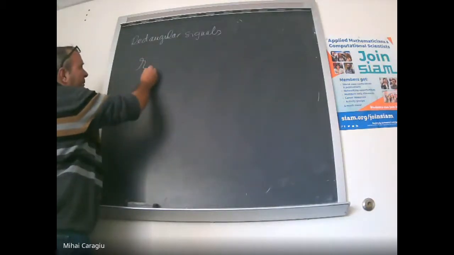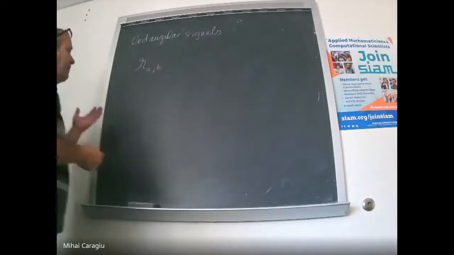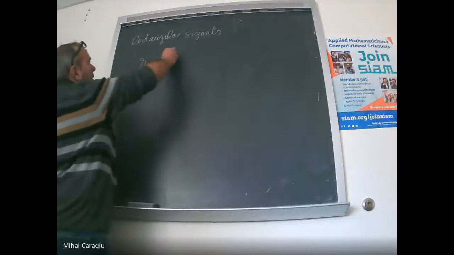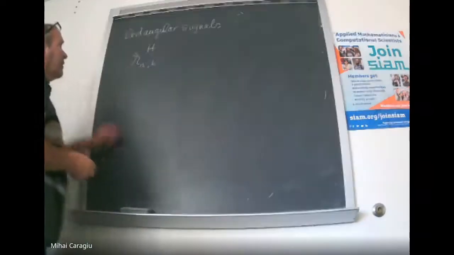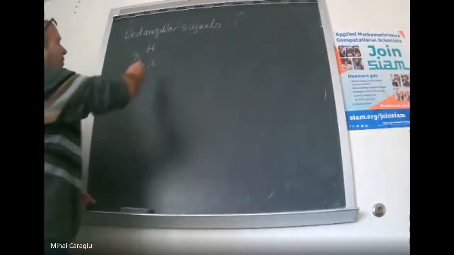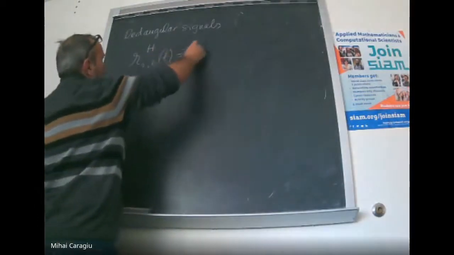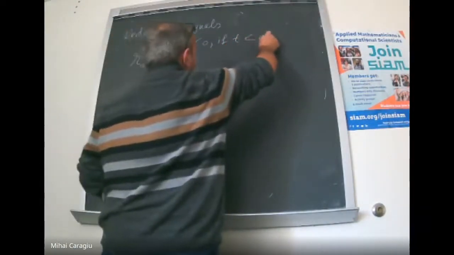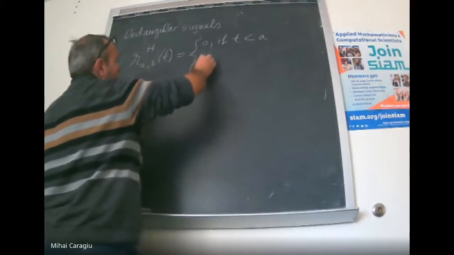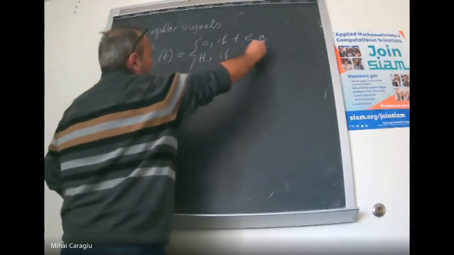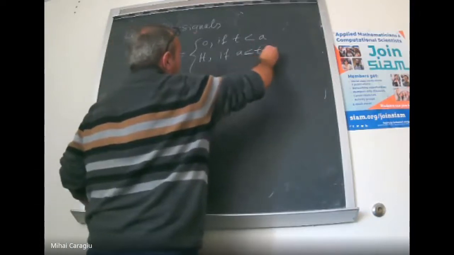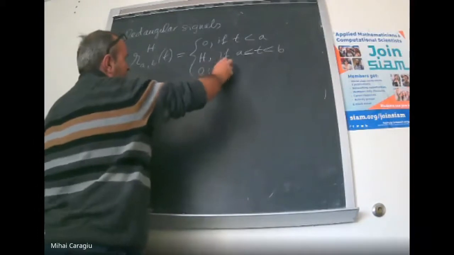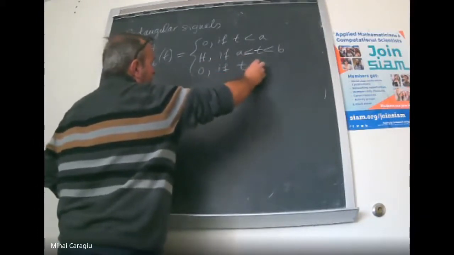R, from rectangular, from A to B, where A and B are two real numbers, non-negative, A is less than B, with height h. So at the top here we put the height of the rectangle of t. We define this function to be 0 if t is less than a. Then it suddenly jumps to h if t is bigger than or equal to a and smaller than b, and drops back to 0 if t is greater than or equal to b.